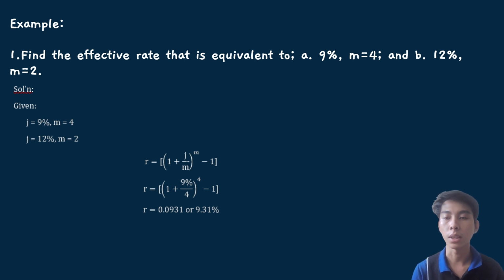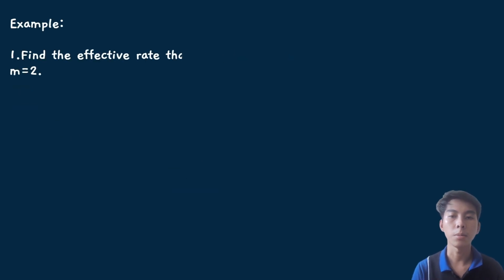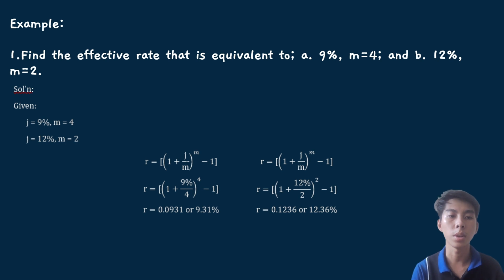R = (1 + J/M)^M - 1. So we simply substitute the given values. R = (1 + 9%/4)^4, since M is 4, minus 1. That gives us the result of 0.0931, or converted to percent, 9.31%.